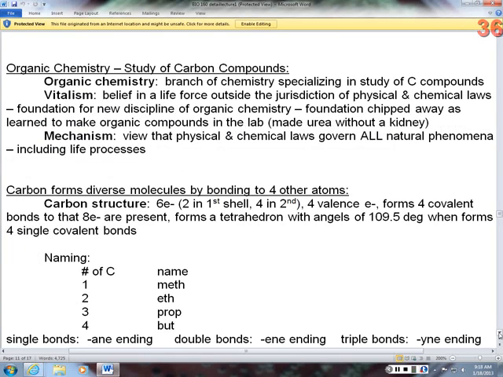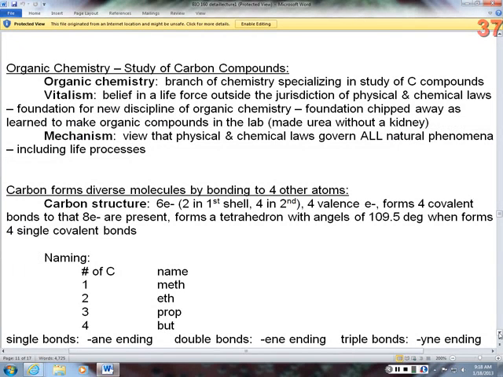Organic chemistry is the study of carbon compounds, and that branch of chemistry specializes in just studying the carbon compounds. If you were to go to a university to study just about any science degree, you'd take a year of biology, which this class is the first quarter of, a year of general chemistry, and a year of organic chemistry.